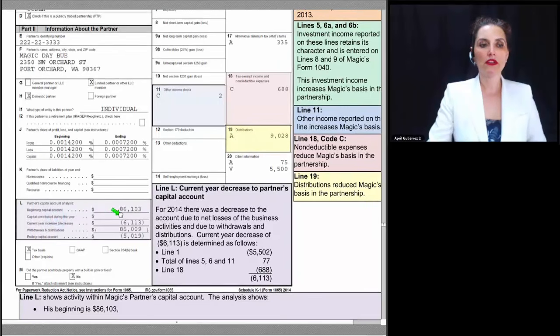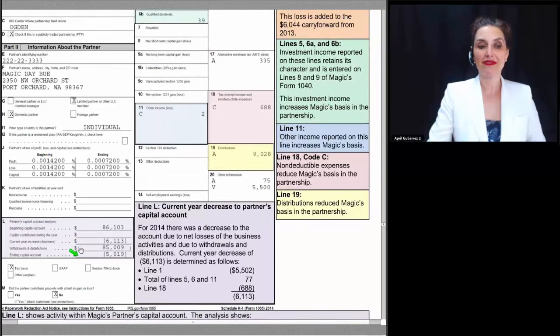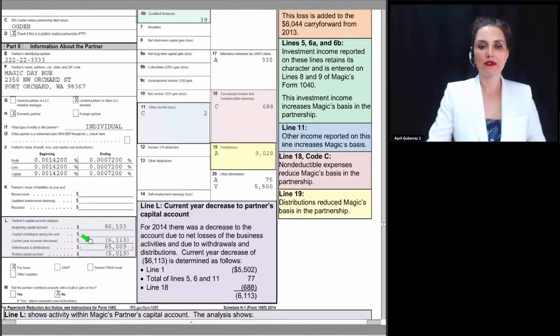Then when we go over and look at the Schedule L here, or line L, we see that we have information on the partner's capital account. He started the year with $86,103. There was a decrease in the account of $6,113. There were withdrawals and distributions of $85,009, and he actually ended up the year with a negative account balance. That's interesting. So where did this number 6113 come from?